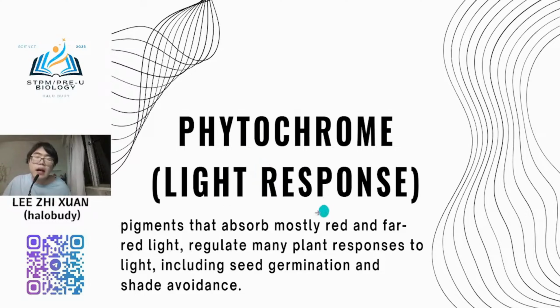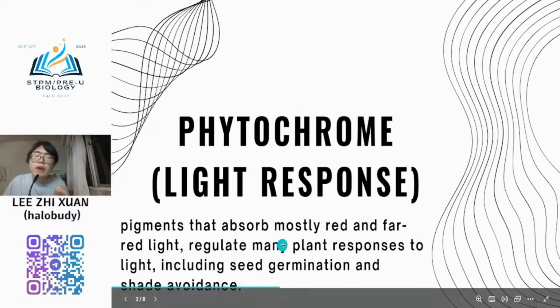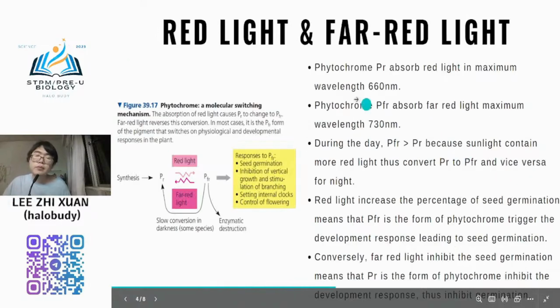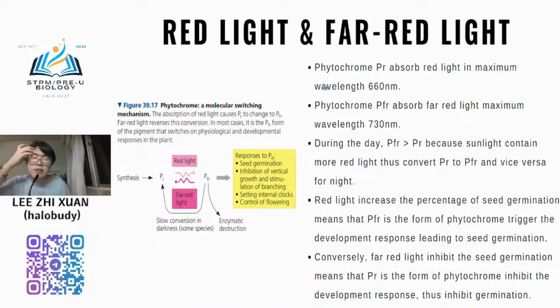Normally it will either absorb the red light or far red light. There are two types of light you need to remember: red light and far red light. They regulate many plant responses toward the light, including seed germination, shade avoidance, and also the flowering process. So I need to explain the mechanism between the red light and far red light in the phytochrome.